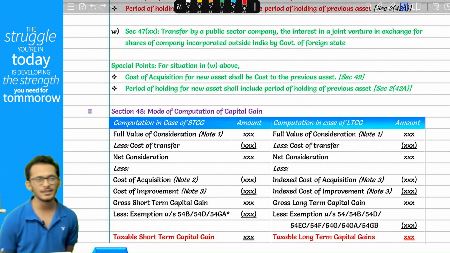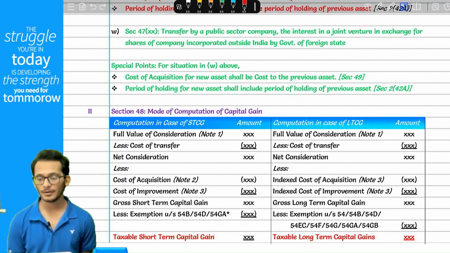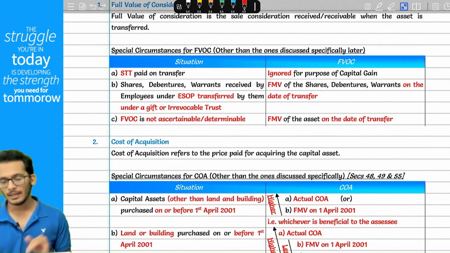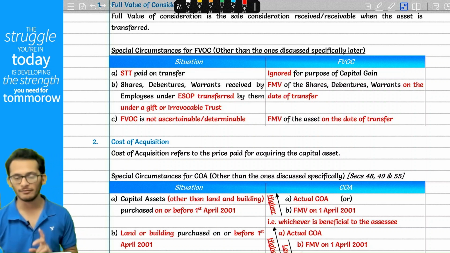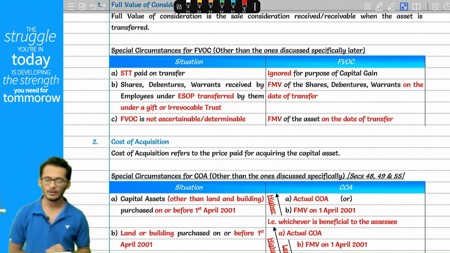Rahul, I have paid STT on my considerations. Will it be allowed or ignored? It will be ignored for the purpose of computation because you are eligible for the benefit of 112A or 111A.